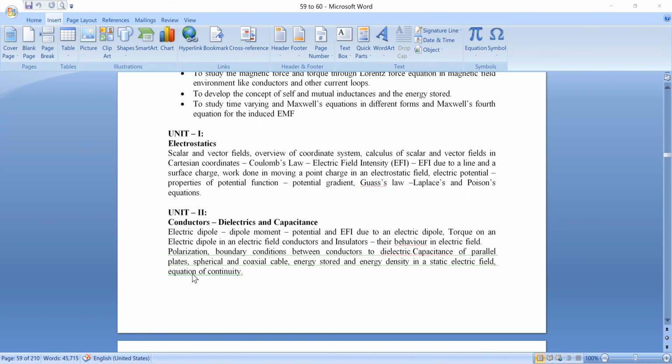Here we discuss the equation of continuity also. That means how the charge density in an electric field varies. That is the equation of continuity. This is the syllabus we have to discuss in unit 2.